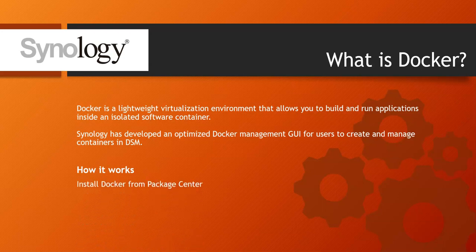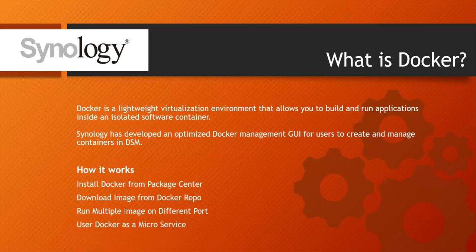So how do you install or use Docker in the DSM operating system? First of all, you need to install the Docker package from the package center. Then second, you need to download images from the Docker repo. And then you can run multiple images at a single time with given multiple ports. So you can use Docker as microservices. So let's start with the installation.